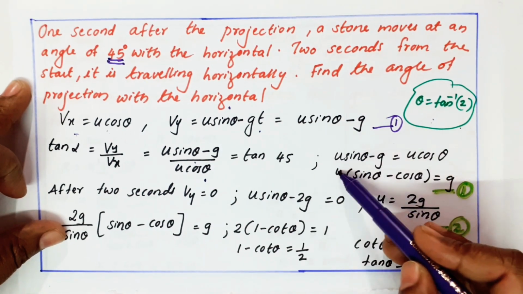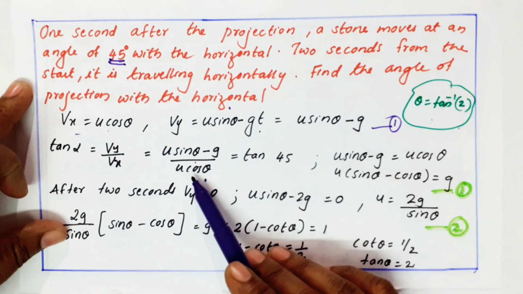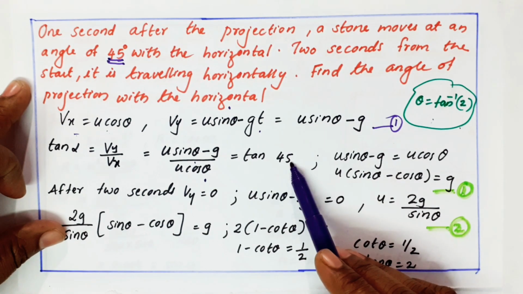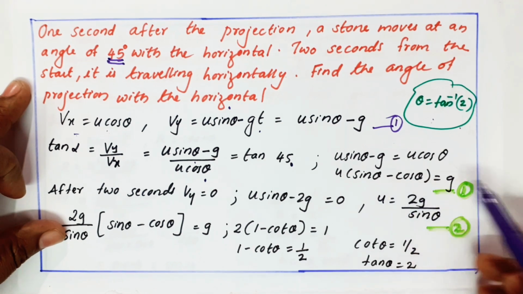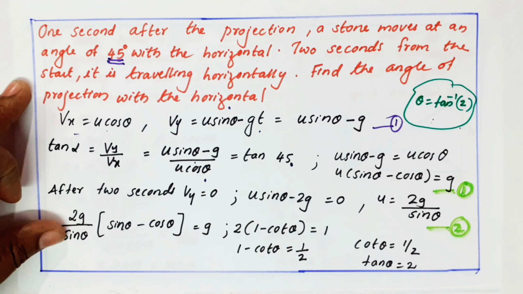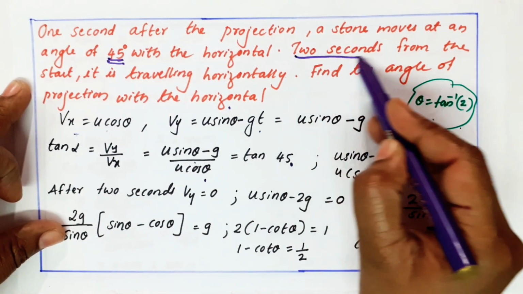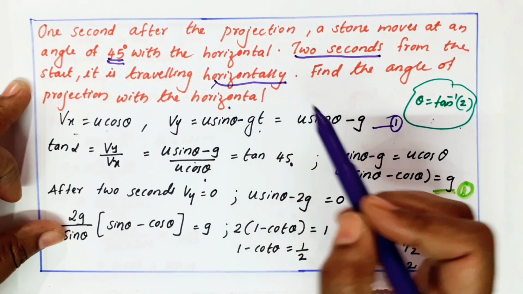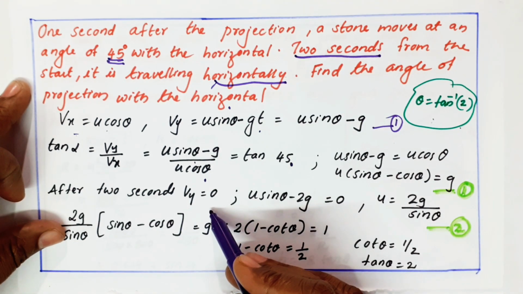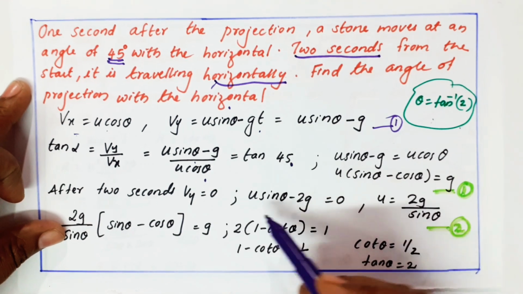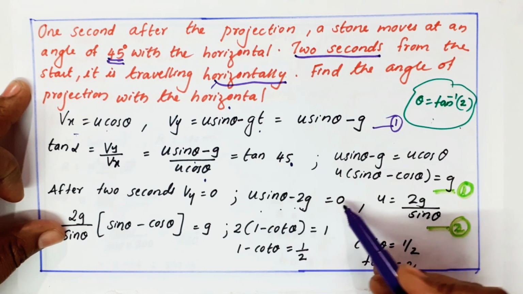So I can write, you have to cross multiply. Tan 45 is 1, u cos theta. U into sin theta minus cos theta equal to g, equation number 1. But they gave one more hint. After 2 seconds, it travels horizontally. So at that point, what happened to the vertical velocity? 0. So I can write u sin theta minus 2g equals 0.